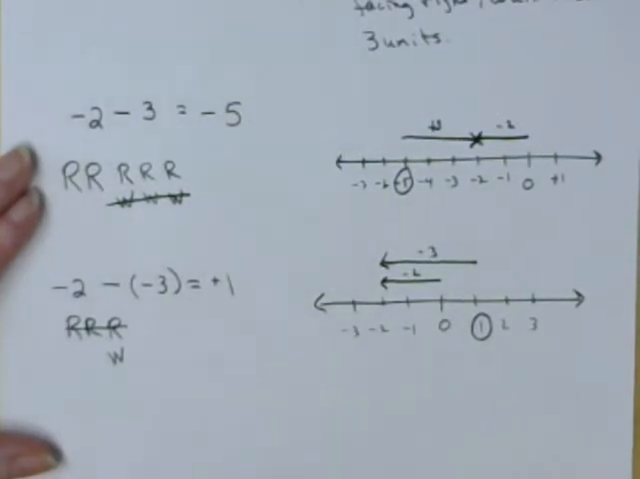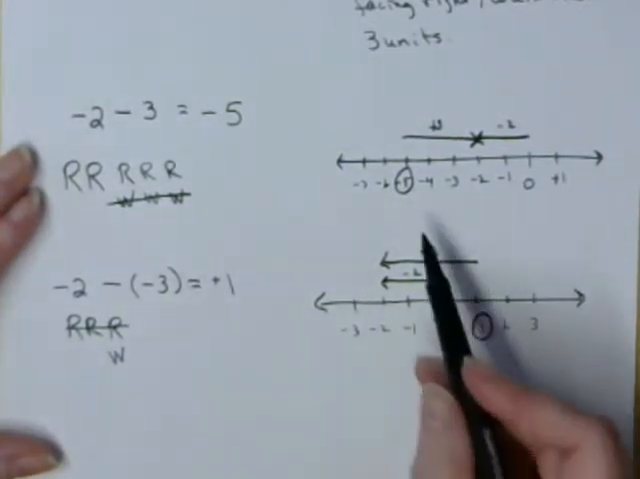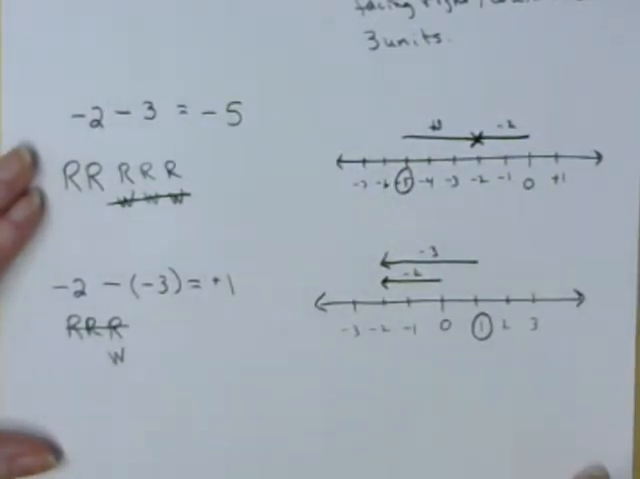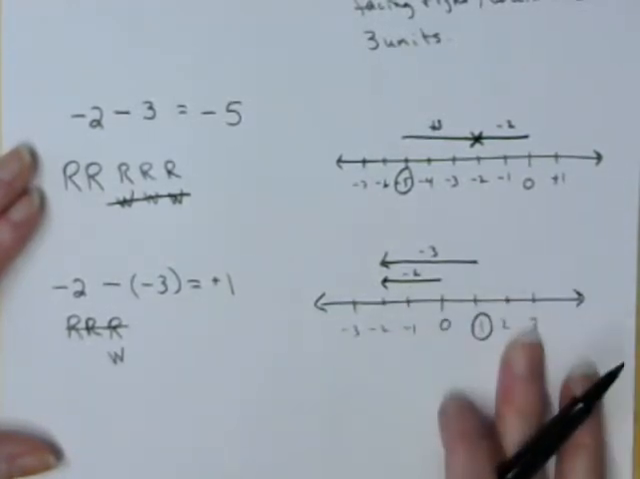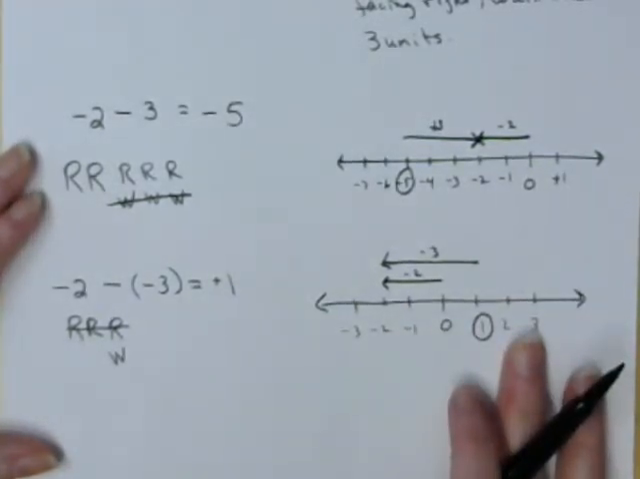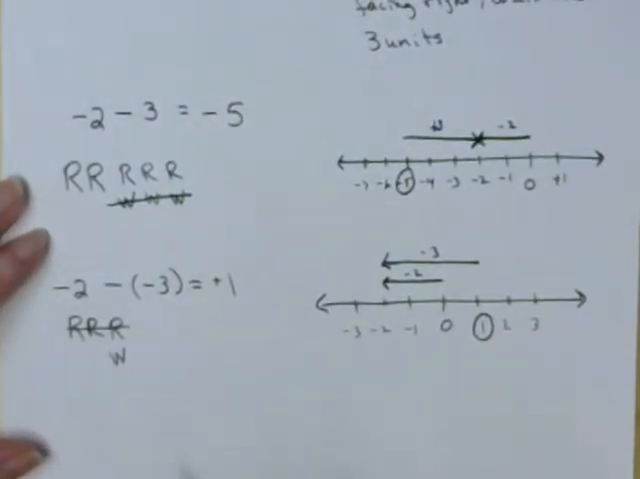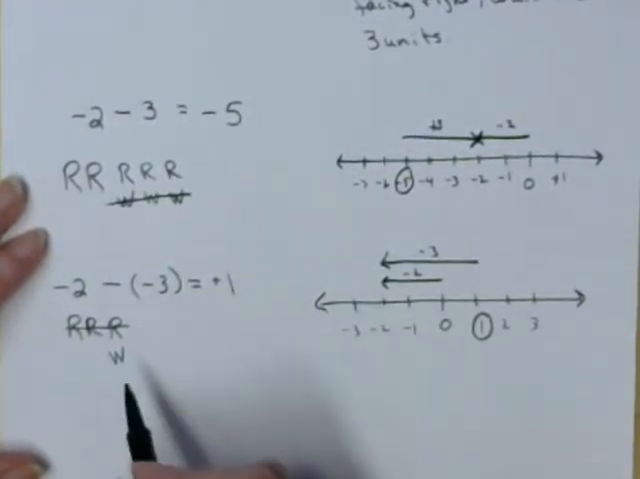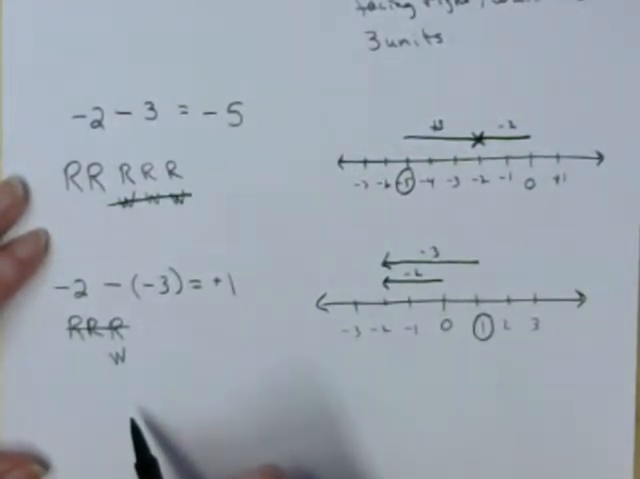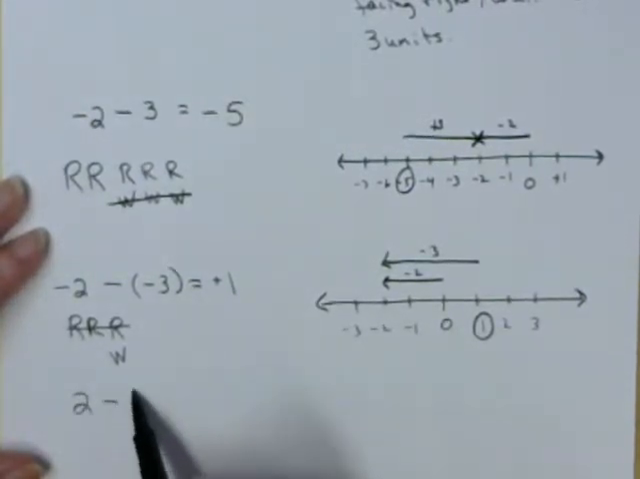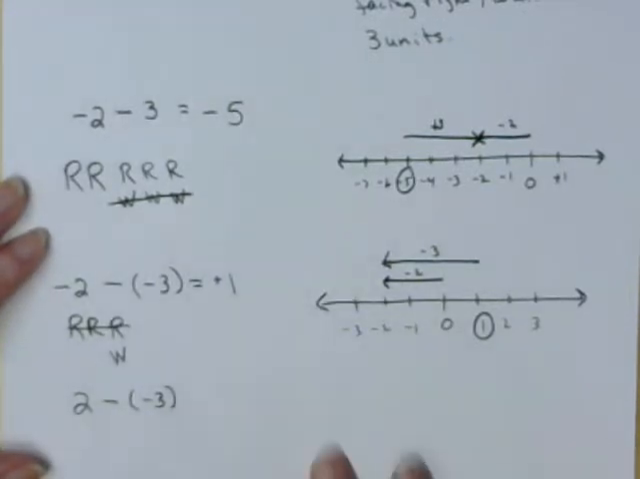I end up out here at positive 1. And I'm circling my final answer so that it's very clear in the model what's going on with all the numbers. All right, well, let's try one more example then. What if I had positive 2 minus a negative 3? What's that going to look like?